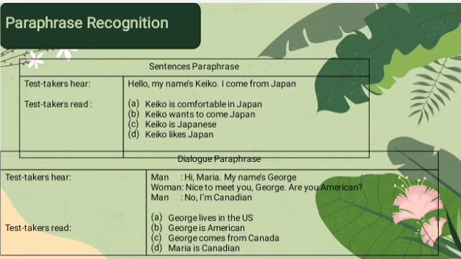With the name dialect, the paraphrase should be dialect, right? Well, let's take a look at what the test taker hears here.